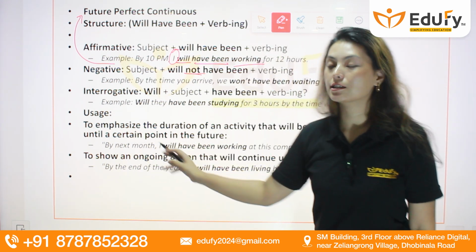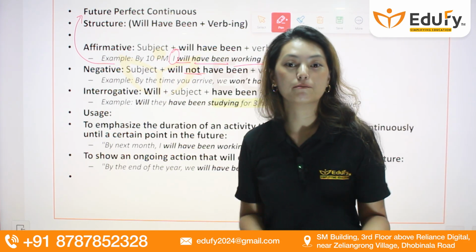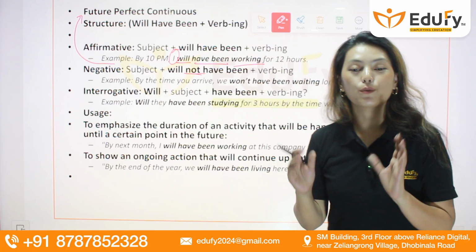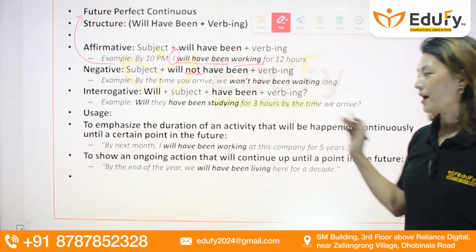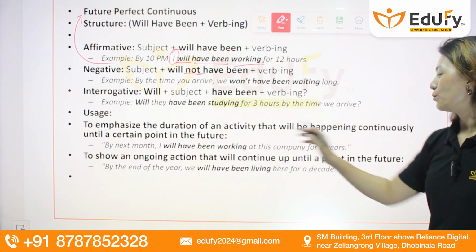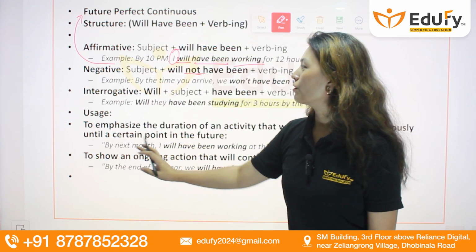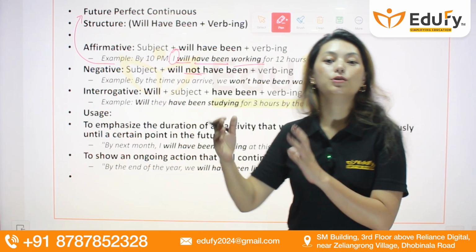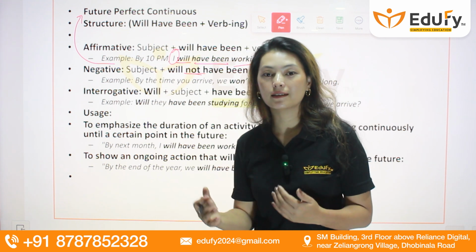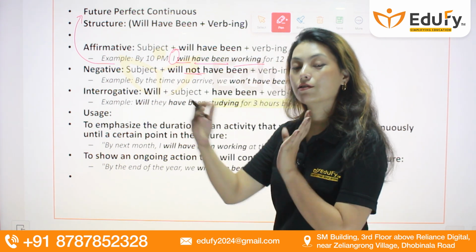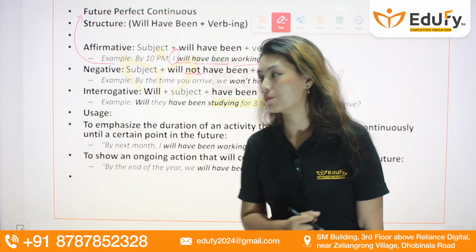For example, by next month, by 10 p.m., by tomorrow, by the time you arrive, by the time you come home, right? So what are they? Specific emphasis on the duration of an action, of an activity, that will happen continuously until a certain point in time. If I say by 10 p.m., I'm giving you a time limit till 10 p.m. So there's a duration being mentioned in the sentence, and I'm also saying that during the duration, the action will be continuous up to that future point in time.